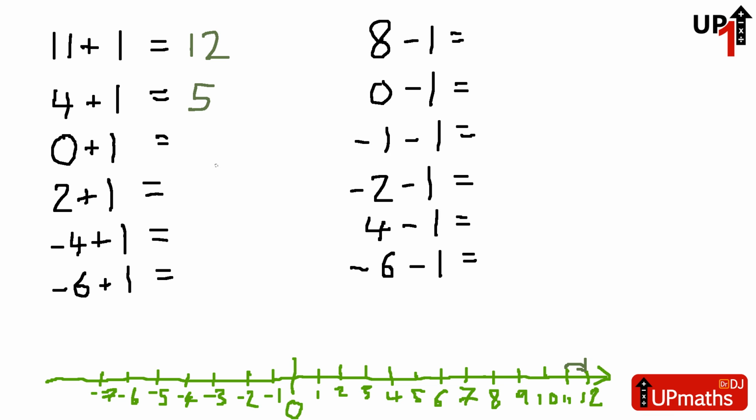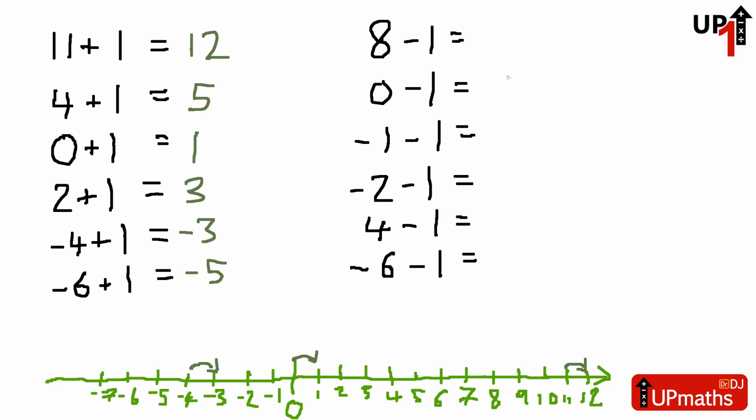What's the next number after 4? That would be 5. What's the next number after 0? That would be 1. Don't believe me? There you go. What's the next number after 2? That would be 3. What's the next number after minus 4? We're adding, so we go to the right. So that would be minus 3. And this last one is minus 5.